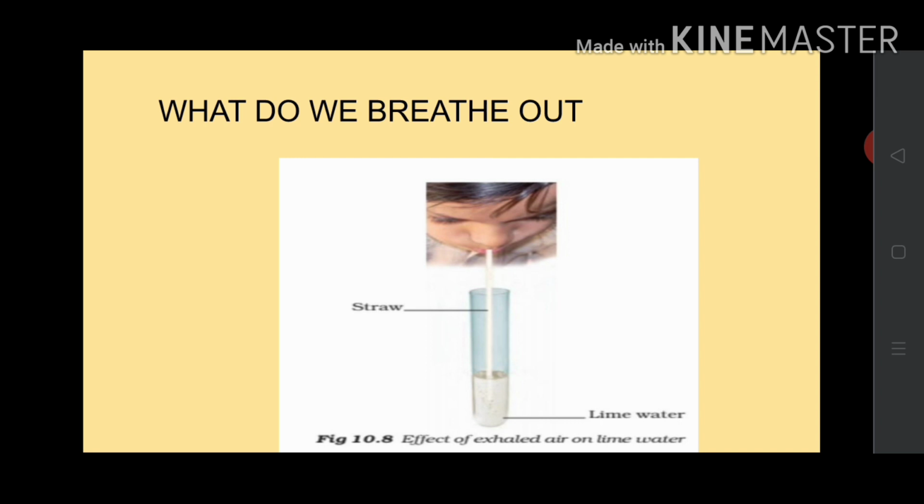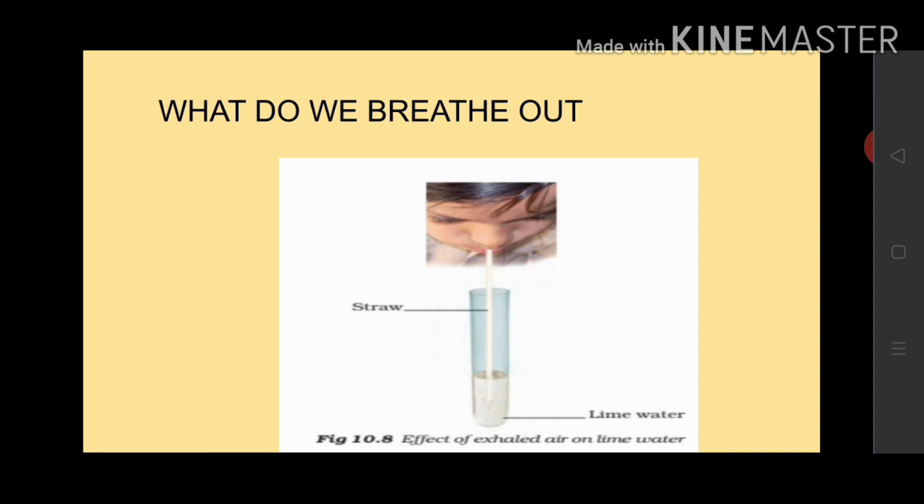Take a clean test tube or a glass or a plastic bottle. Make a hole in its lid and fix it on the bottle. Pour some freshly prepared lime water in the test tube. Insert a plastic straw through the hole in the lid in such a way that it dips in the lime water. Now blow gently through the straw a few times.